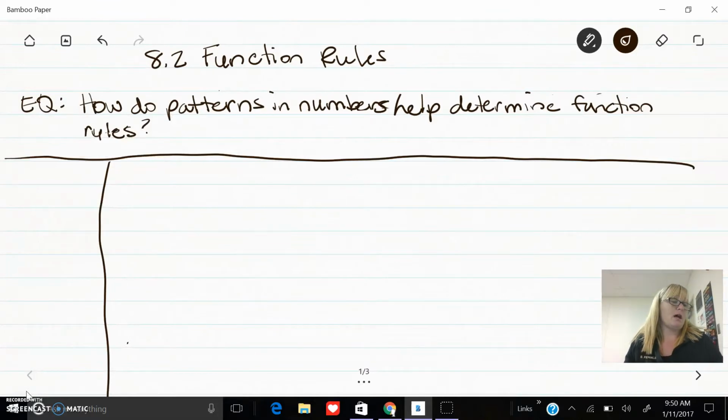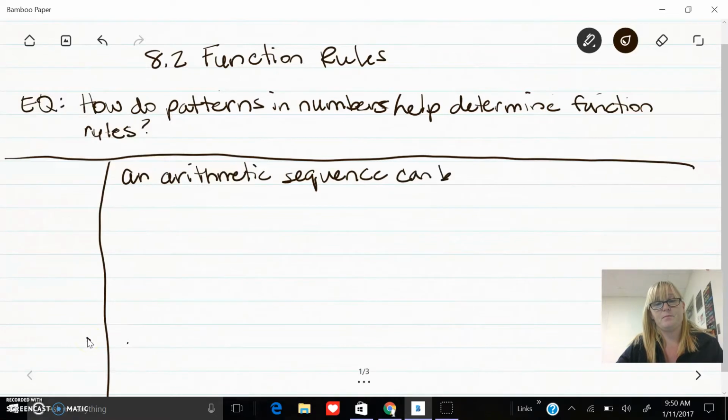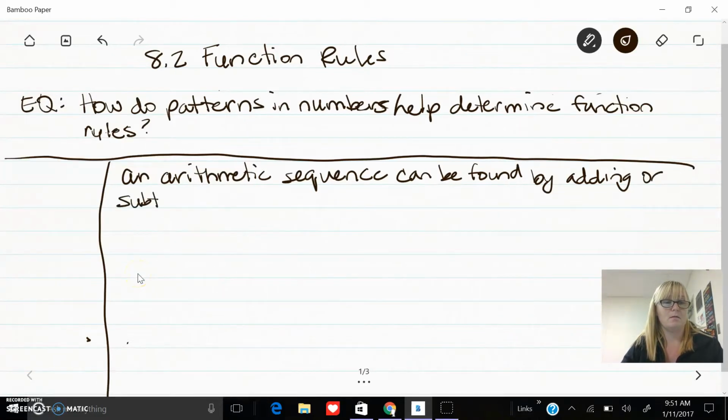All right, so there's a couple of vocabulary words that we need to know. First one is an arithmetic sequence, not sentence. An arithmetic sequence can be found by adding or subtracting the same number.